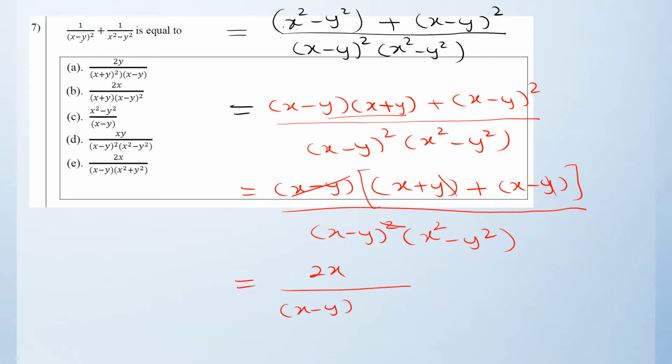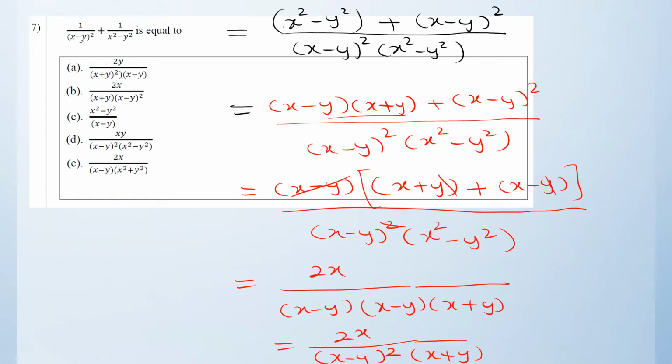X minus y, again we have this one as x minus y into x plus y. Then this is equivalent to 2x over x minus y complete squared and x plus y. So the answer is B. And also check whether we have an intermediate step as the answer. No, because in the numerator most of the answer choices have 2x, y, xy, something like that. So the answer will be B only.